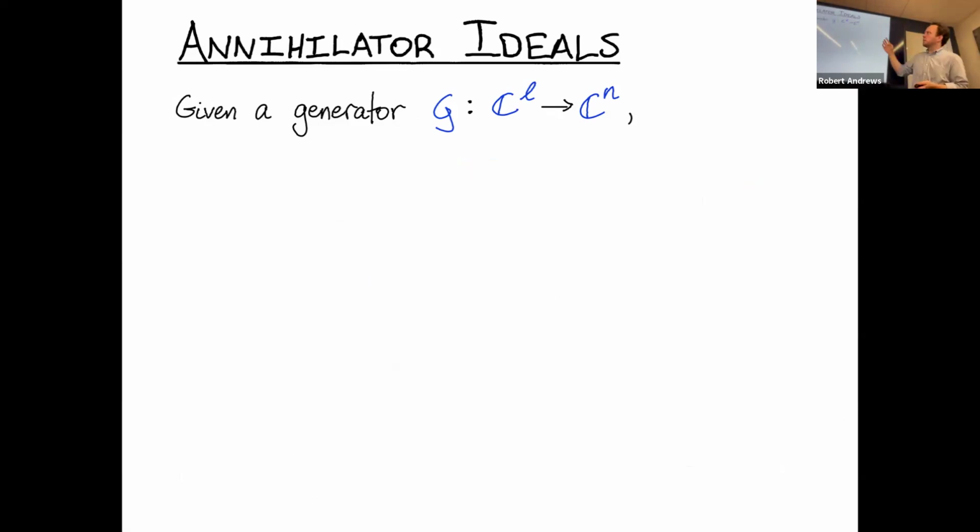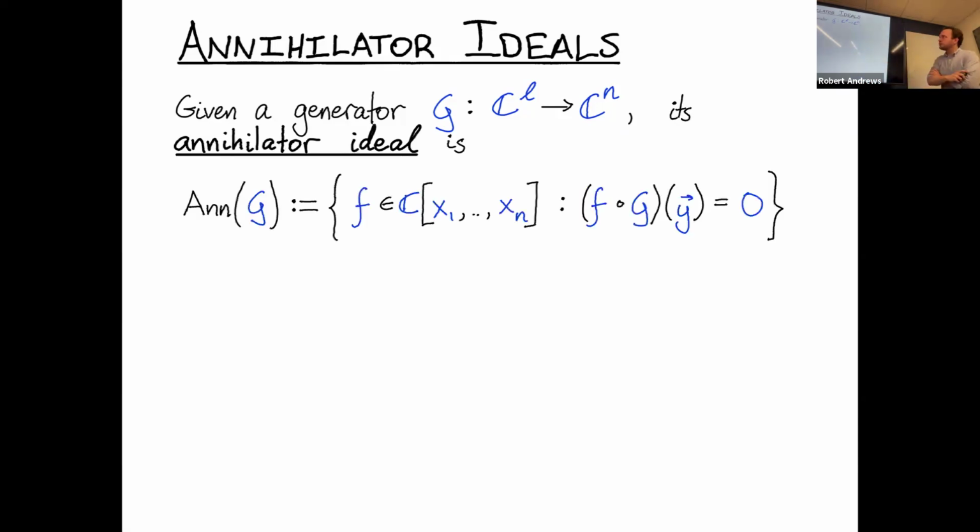If you know what an ideal is, that's great. If you don't, just zone out when you hear that word. Is it the ring theoretic ideal? Yes. Okay. So say you have a generator that takes L random complex numbers to N pseudorandom complex numbers. I'm going to look at the annihilator ideal, which is the set of all n-variate polynomials that become 0 when you compose with the generator.